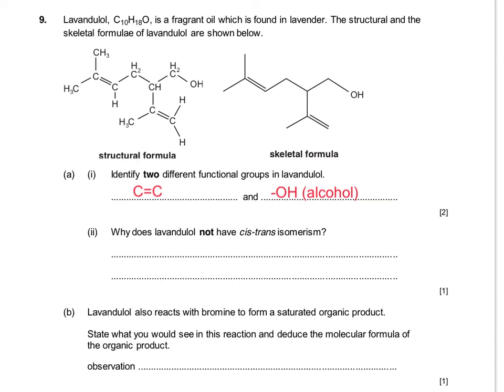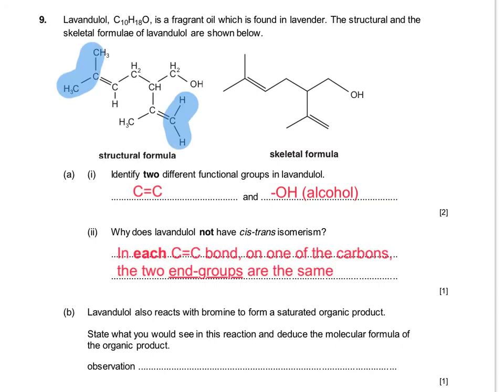And it says, why does lavandulol not have cis-trans isomerism? If we look carefully at the carbon-carbon double bonds, on one of the carbons of each double bond, the 2 end groups are the same. If you ever see that, that means that that carbon-carbon double bond does not show cis-trans or EZ isomerism. So let's move the page down so we can see what the next part says.